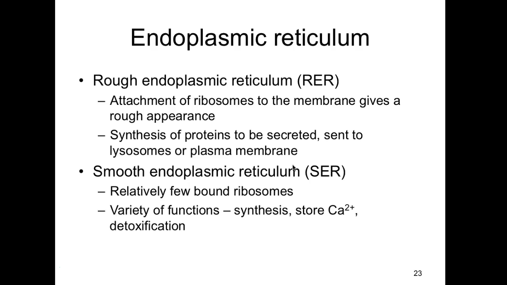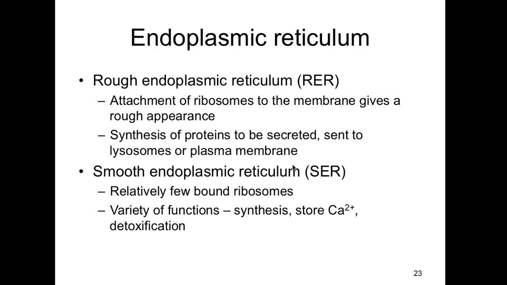The other type is the smooth endoplasmic reticulum. Smooth ER, or SER, has little to no bound ribosomes on it. It has a variety of functions. One major function is the synthesis of materials, especially lipids. So smooth endoplasmic reticulum does synthesize lipids like steroids, so estrogen, testosterone, progesterone.